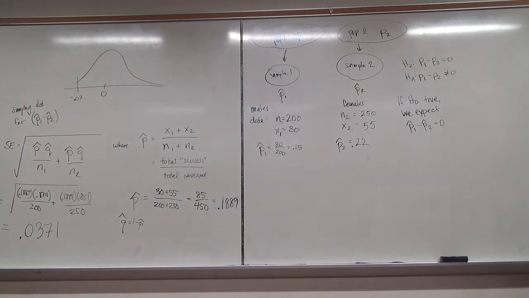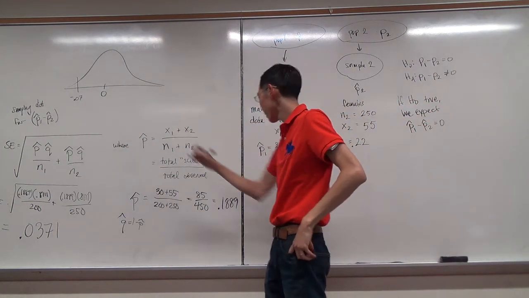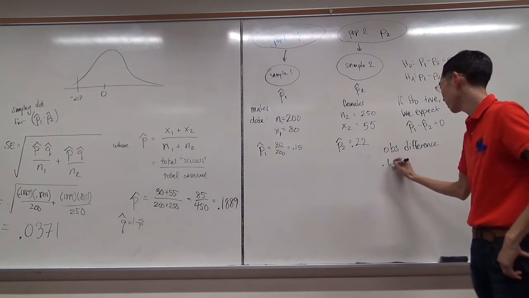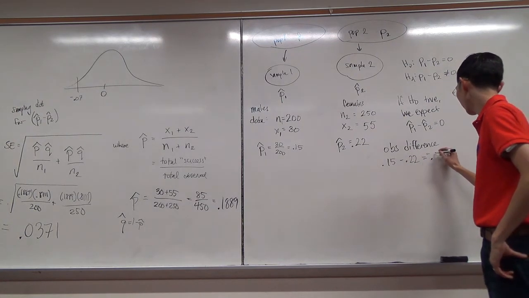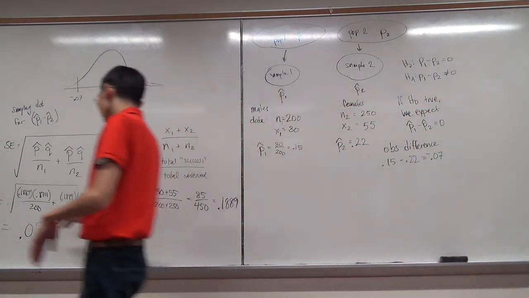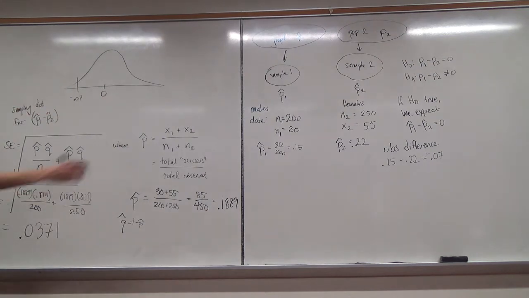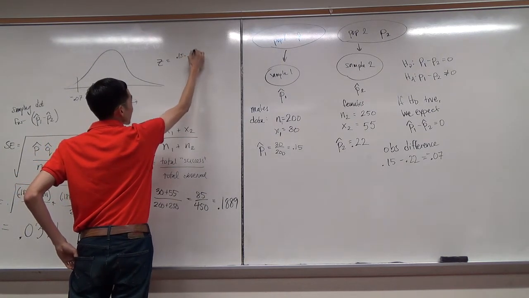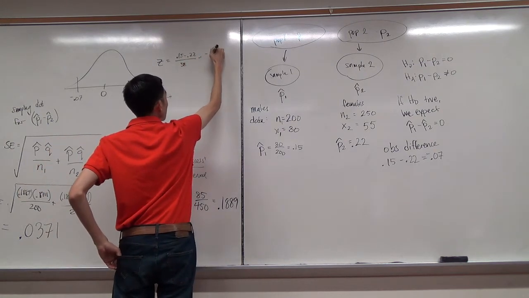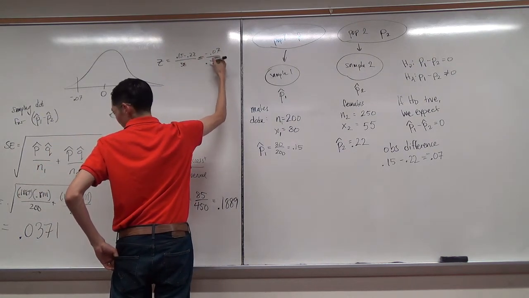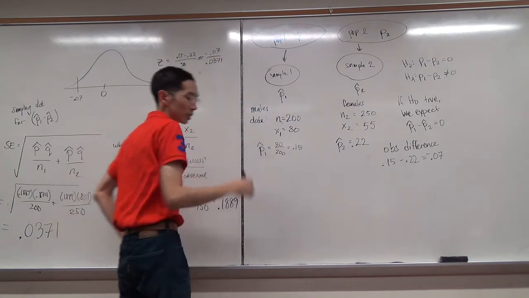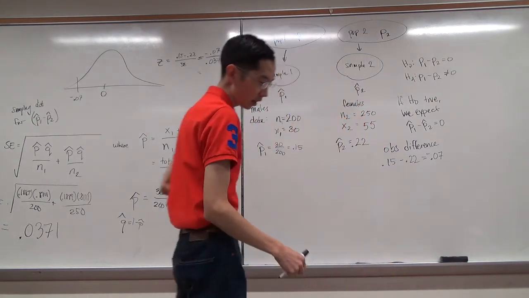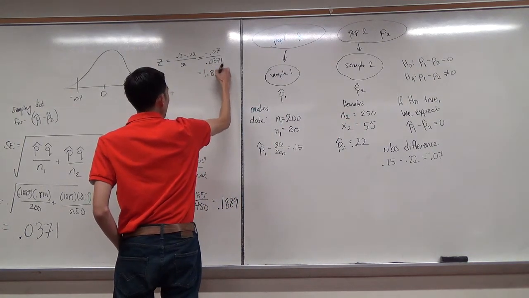Okay. So we're at negative 0.07, our observed difference, 0.15 minus 0.22 is equal to negative 0.07. So we're going to get a z-score. Now that we have this standard error, we can use that to get a z-score. So our z is 0.15 minus 0.22 over the standard error. So I get negative 0.07 divided by 0.0371. And what do I get when I do that? Negative 1.89.